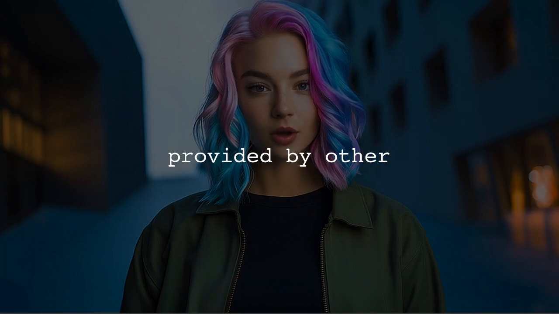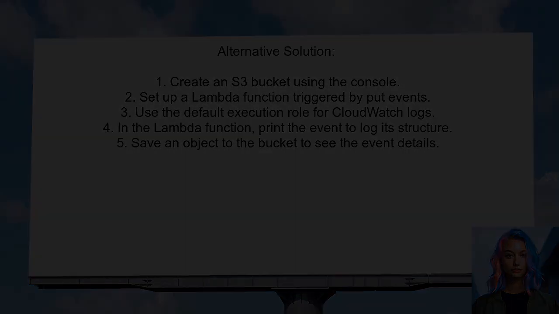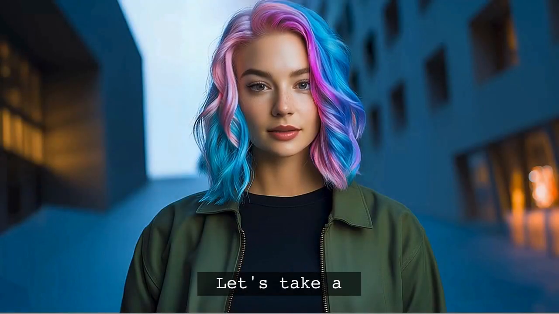Now, let's look at the answers provided by other users. An alternative approach suggested by a user is to experiment with the S3 bucket and Lambda integration. They recommend creating a bucket and a Lambda function that triggers on put events. By following these steps, you can easily view the event structure in the logs, which is quite self-explanatory. That's it for that answer. Let's take a look at another one.